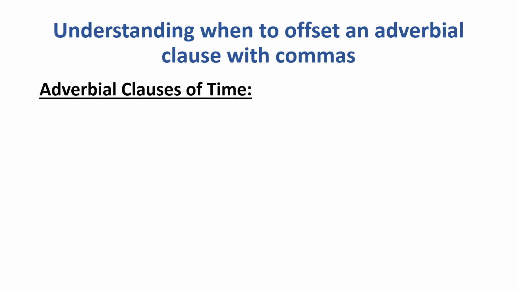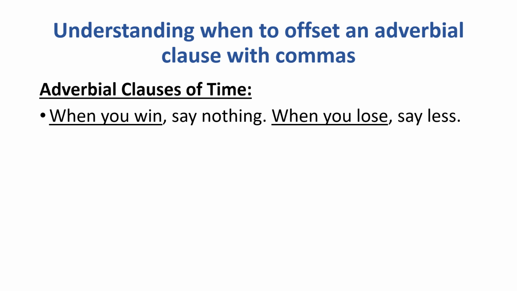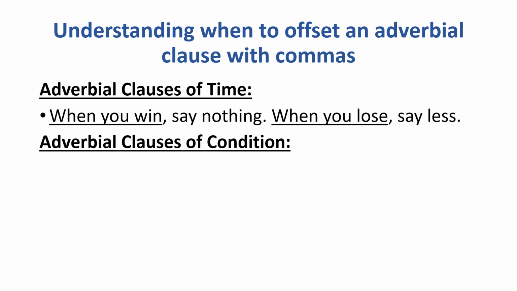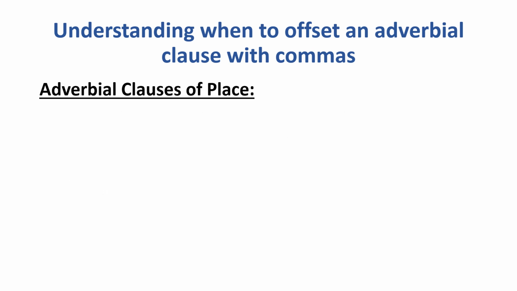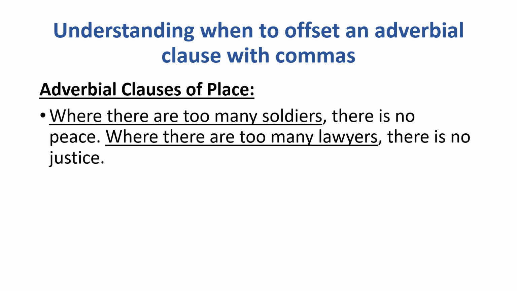So now we're going to talk about adverbial clauses of time. जैसे कि for example, when you win, say nothing. When you lose, say less. Adverbial clause of condition की अगर मैं बात करूँ तो इसकी एग्जाम्पल है: if you think you can, you can. If you think you can't, you can't. Again, adverbial clause of place की एग्जाम्पल है कि where there are too many soldiers, there is no peace. Where there are too many lawyers, there is no justice.